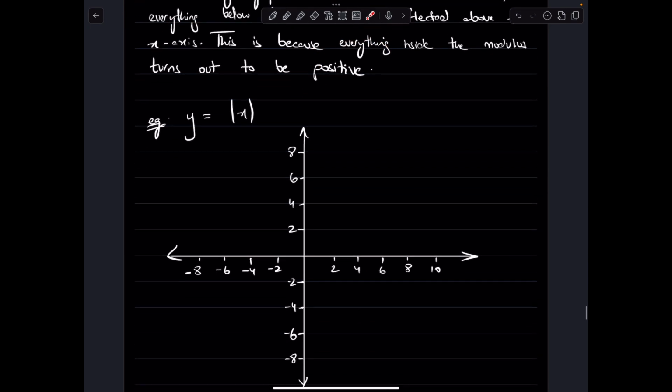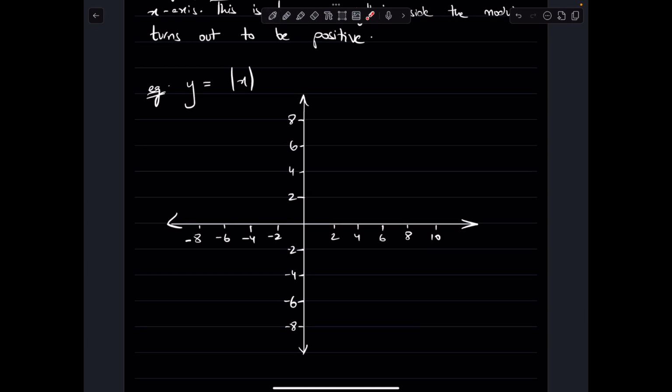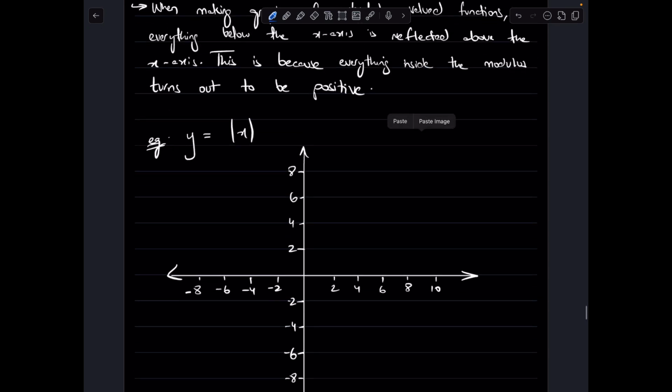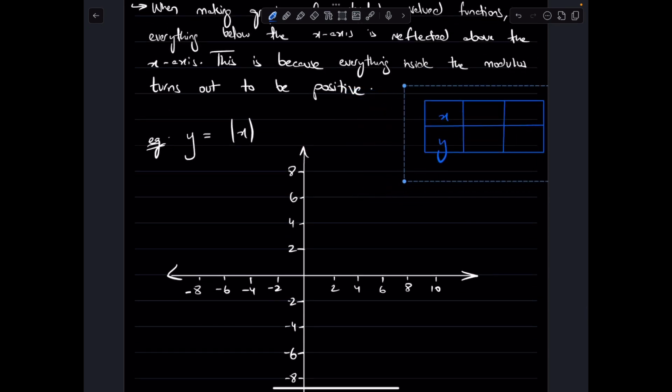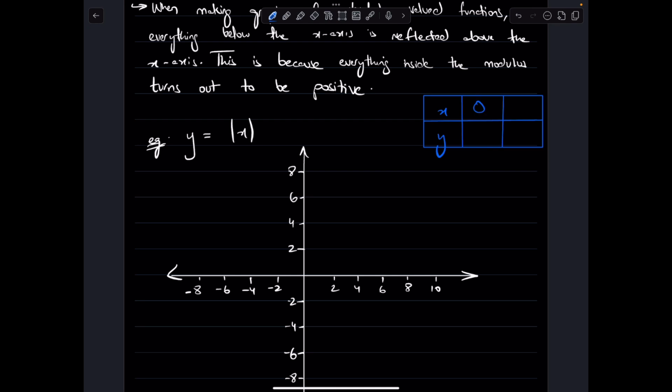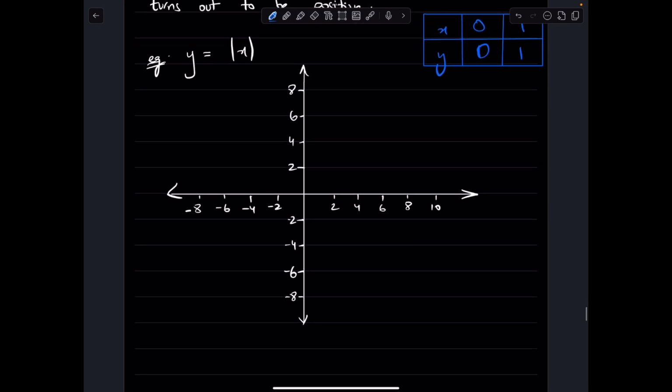So let's say, for example, we are drawing the graph of y equals modulus of x. So the first step will always be drawing the graph inside the modulus. And to draw any graph, we need 2 points. So in this case, when x is 0, y is 0, and when x is 1, y is 1. So first of all, let's draw the graph of y equals x. And this would look something like this.